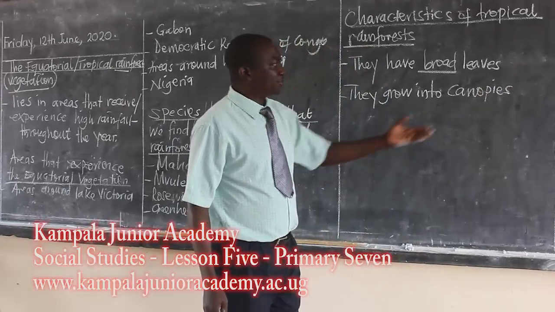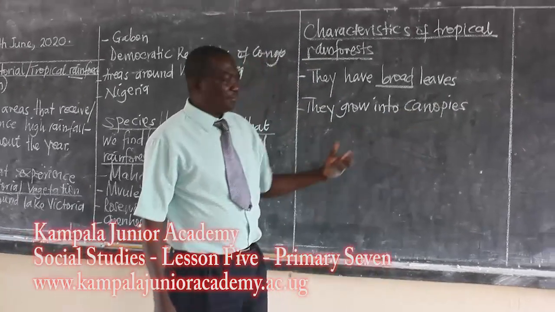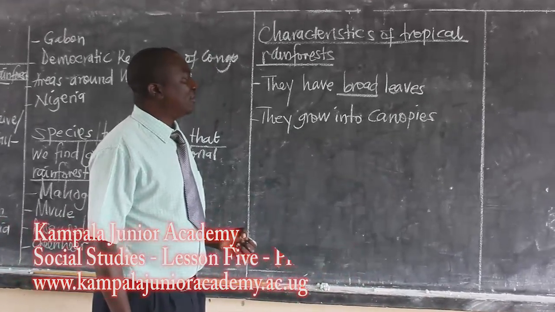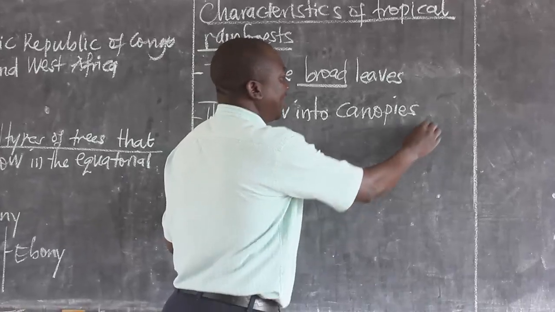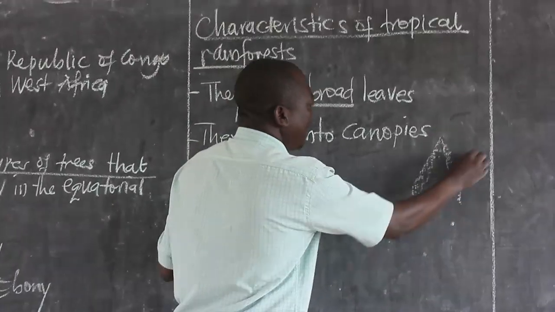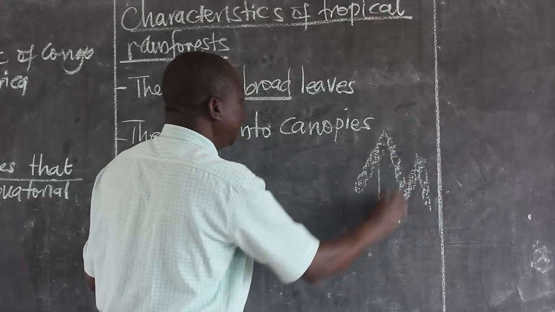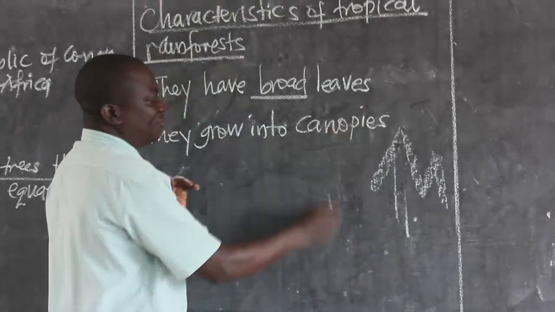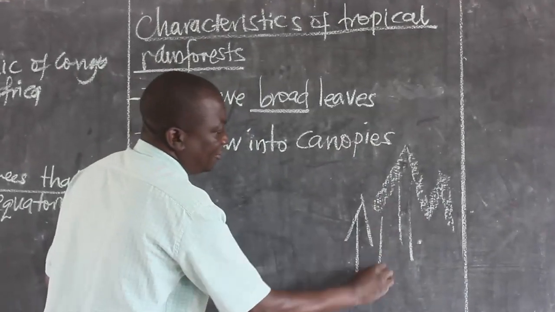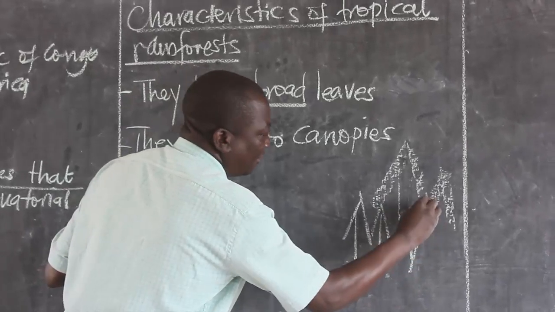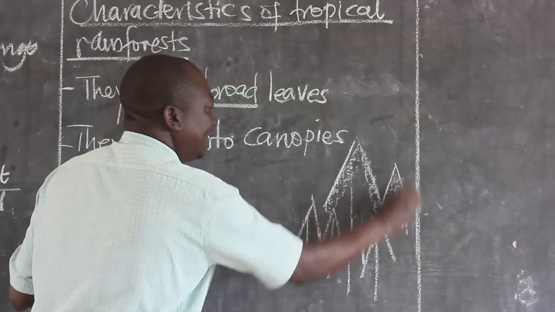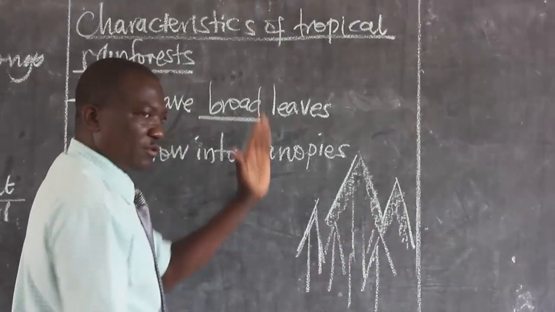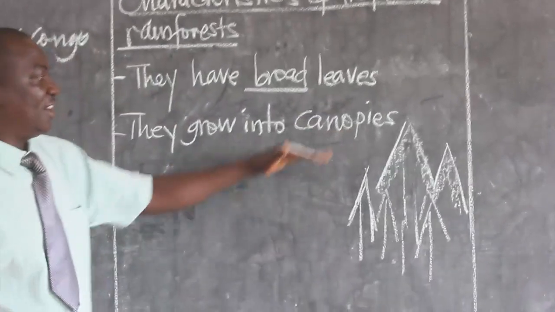I don't know how I can explain this, but maybe let me use this example. For most people, you know what an umbrella is. When you try to fold the umbrella, you will see that it is in this form. So you see that all these trees are growing into this shape that we are terming as a canopy. This is how they grow. Okay? So we say canopies.